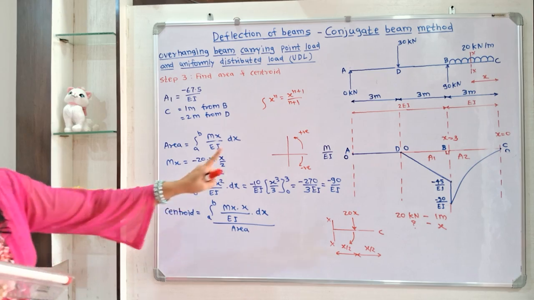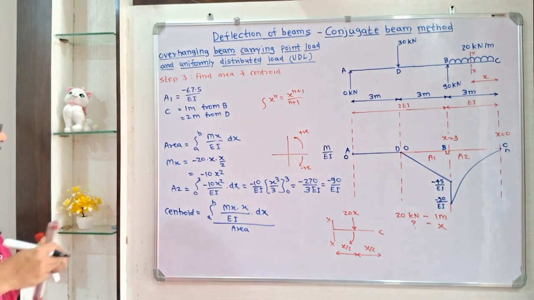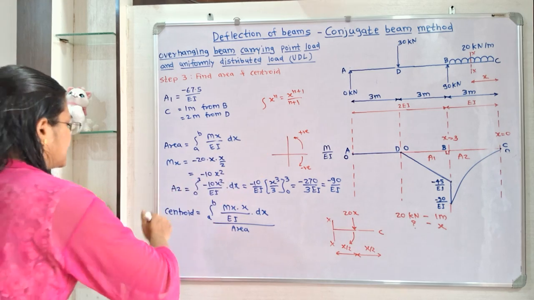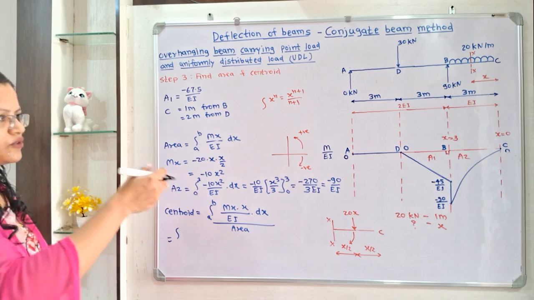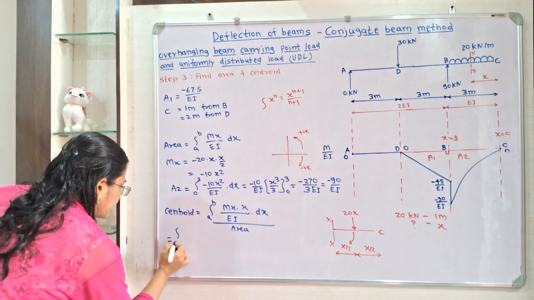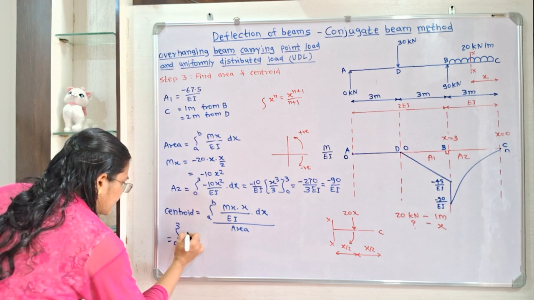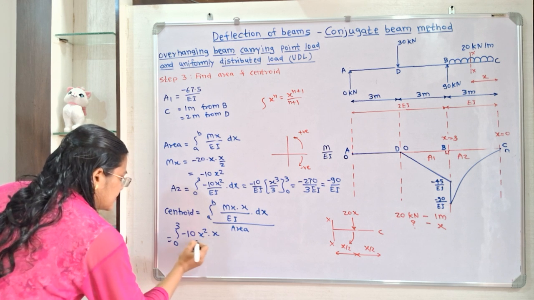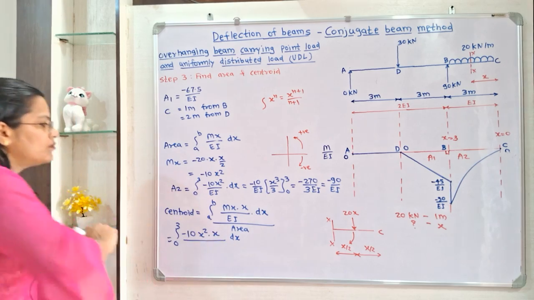Now for the section BC we will take the area A2. So I will write this formula to calculate the centroid for BC, which is equal to integration from A to B. So again, integration from A to B, that means 0 to 3, of Mx. Mx is minus 10x square, minus 10x square into x into dx, because here we have to multiply by x.